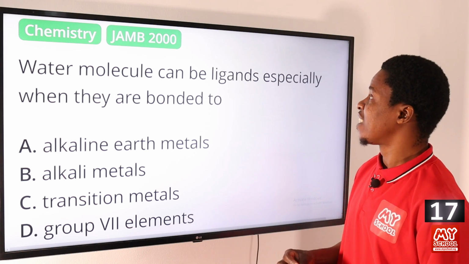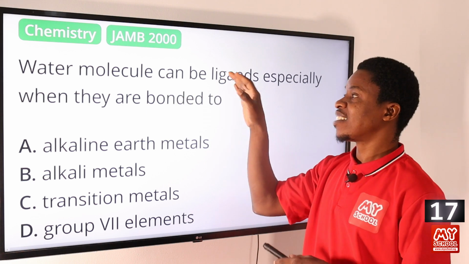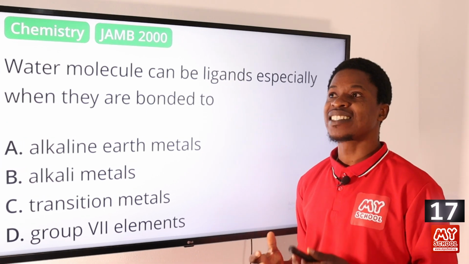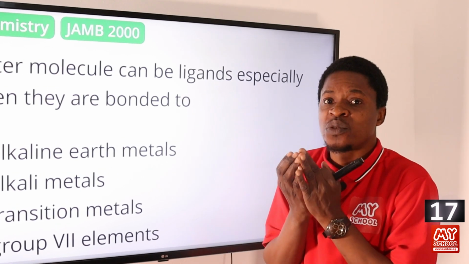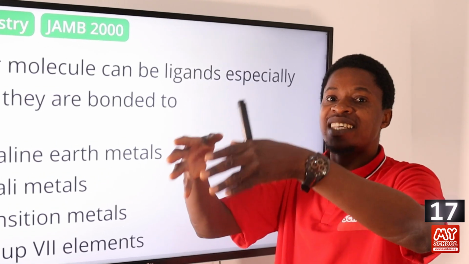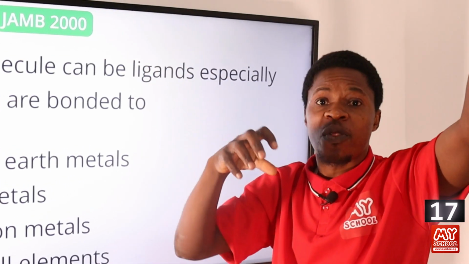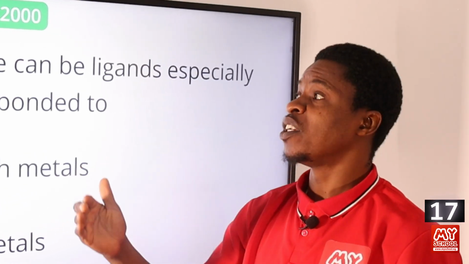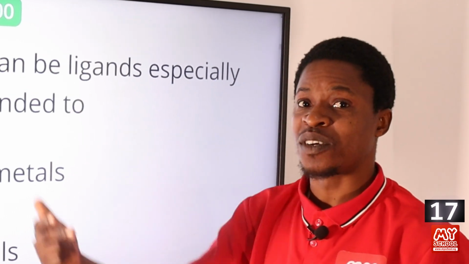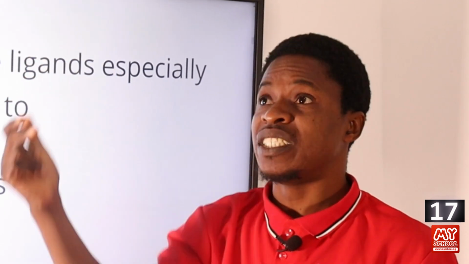Water molecules can be ligands, especially when they are bonded to what? What are ligands? That's the question you should ask. Ligands are molecules or ions that are bonded to a metallic central atom. There's a central atom, the atom that bonds to other molecules or ions. And water molecules can act as ligands, of course, when they are bonded to a central metal atom.